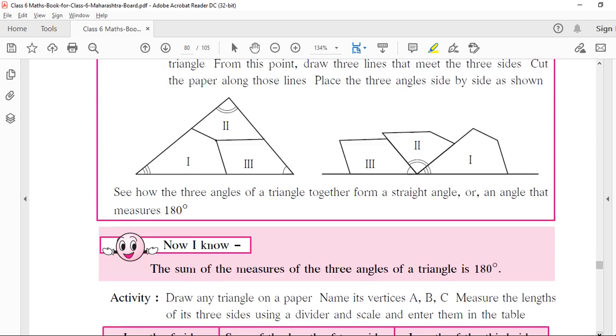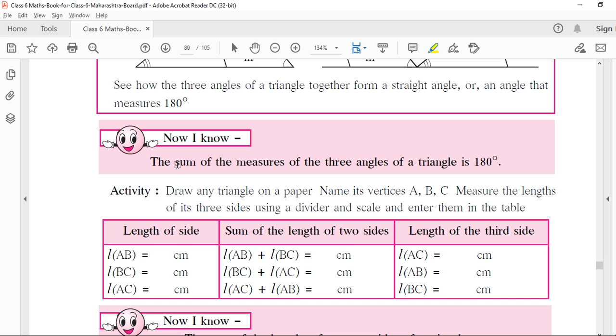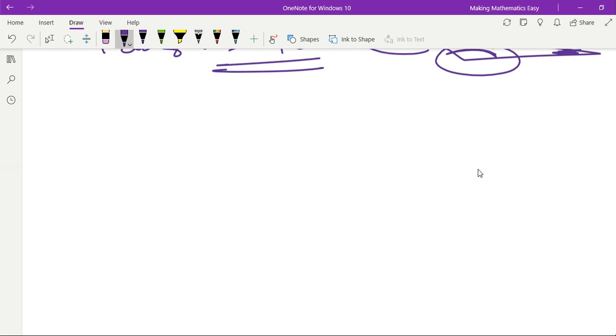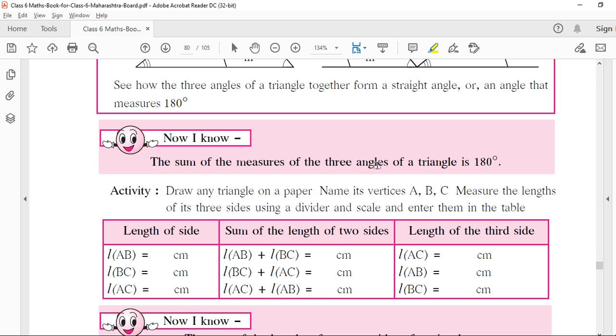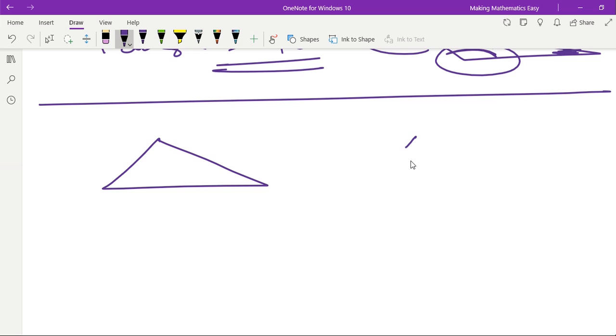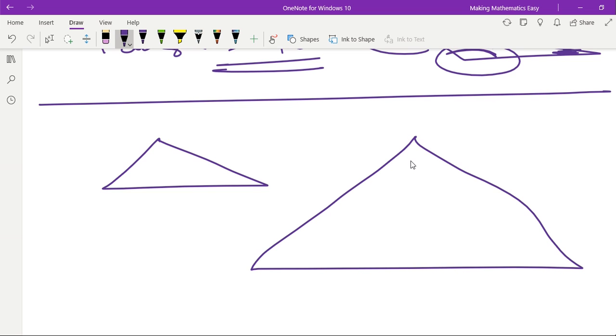Now there is a property of a triangle. The sum of the measures of all three angles of a triangle is 180 degrees. This property is very important. Very important means it will definitely be asked in your exam, either directly or as a sum based on this property. So you have to remember this anyhow. The property says the sum of the measures of all three angles of a triangle is 180.